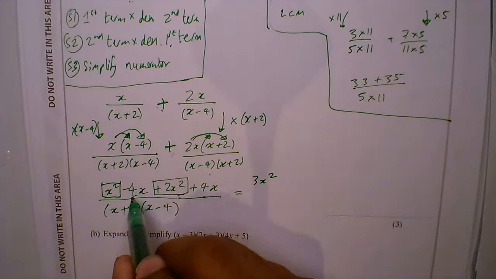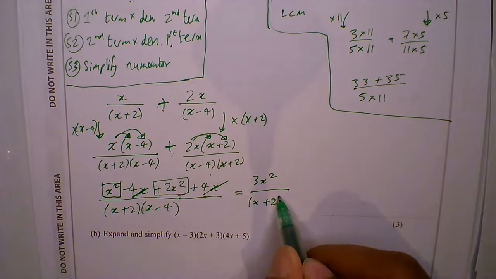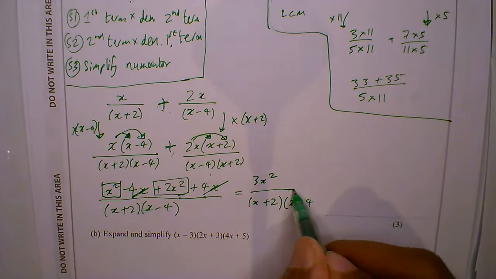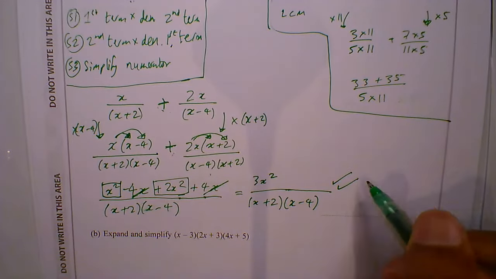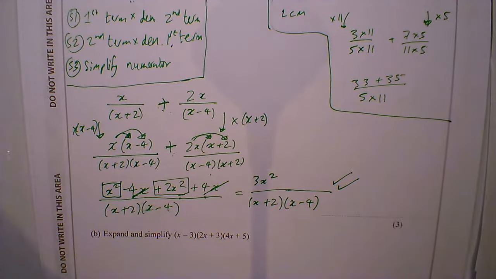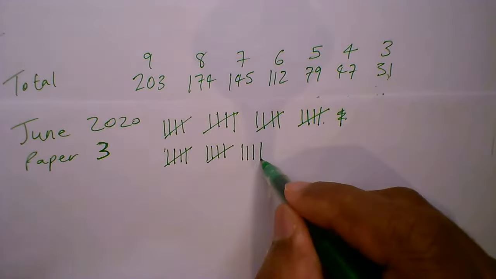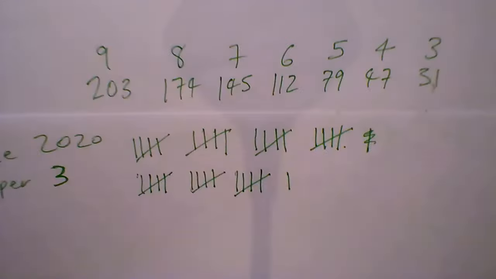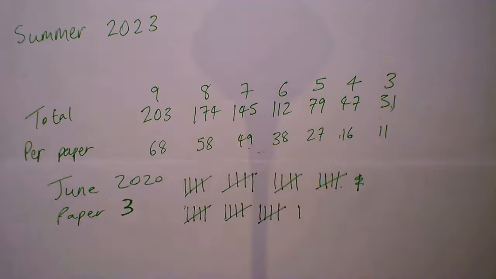So the minus 4x and the plus 4x cancel out. So it's 3x squared over x plus 2, x minus 4. That's it, quite a lot of work there, lots of little niggling bits happening, but that is 3 marks. I hope you got that correct. So let's add that to our tally. 1, 2, 3. So we've got 36, and we are 2 marks away from a grade 6 now.